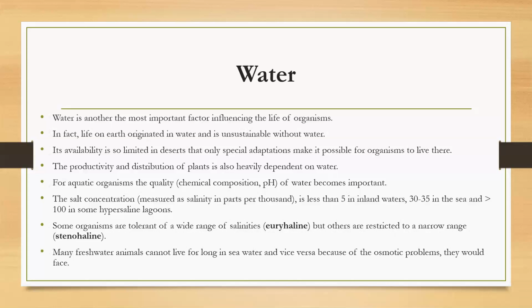Many freshwater animals cannot live for long in seawater because of the salinity problem, and vice versa, because of osmotic problems. Osmotic problem means water balancing, osmoregulation, which is decided by the salt concentration, the salinity. So organisms which can live in fresh water cannot survive in saline sea water, and vice versa. That's why water is definitely required by organisms. Even the quality as well as the availability of water decides the distribution of organisms, the vegetation, the animal species, and the distribution of other associated organisms.